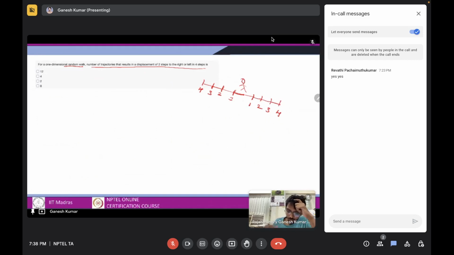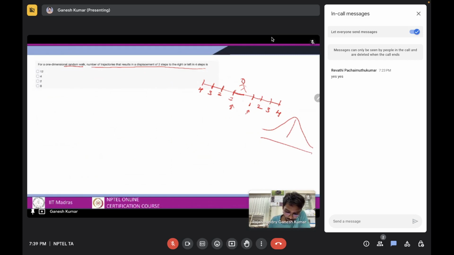When we are talking about the number of trajectories that result in a displacement of two steps to the right or to the left in four steps, the number of possibilities for the first step to the left is similar to the first step to the right. So the number of trajectories were the same for 1 and 1, as well as 2 and 2, and so on. For this kind of problem, it is better to look into the number of trajectories on one side. If you look into the distribution, it is like a normal distribution, and if you know what is happening on one side, the other direction is just the same.